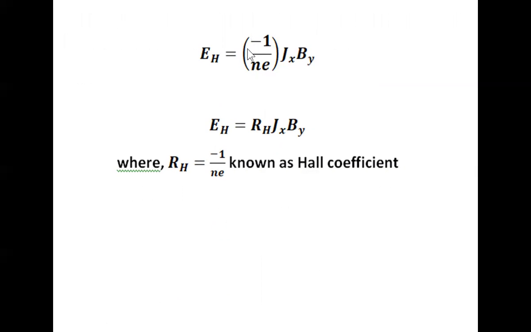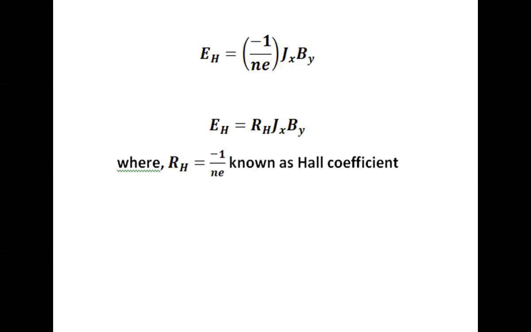The term present in this bracket is known as the Hall coefficient, which is represented by R suffix h. R suffix h is equal to minus 1 by Ne. We have considered here that the charged particles are electrons, hence we got the RH value as negative. Similarly, if you consider positively charged particles, then we get plus 1 by Ne. That means the sign of the Hall coefficient represents the sign of the charged particles.